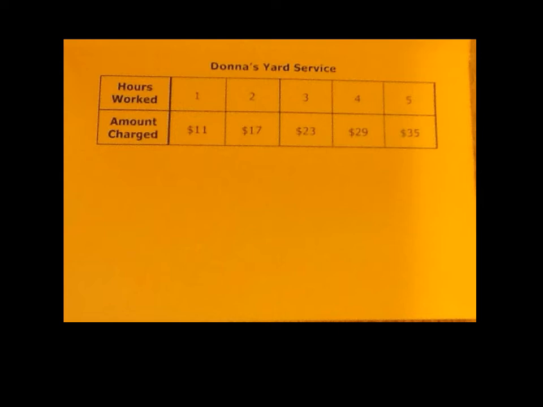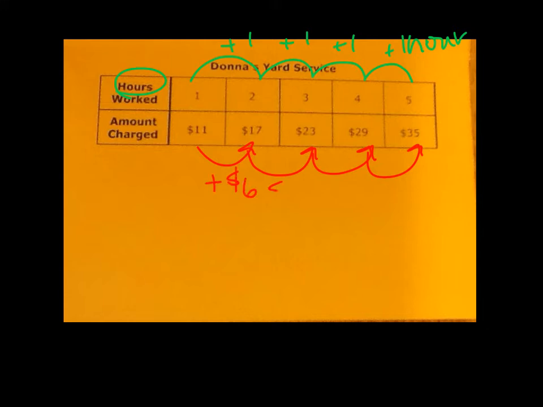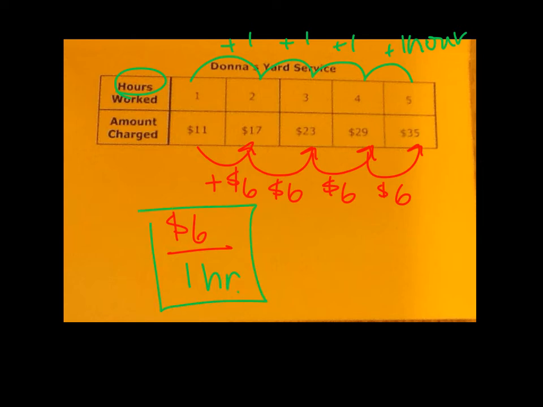Donna, how much are we increasing every time? If I look at the top, there's a reason why I'm only looking at the bottom right now. If I look at the top, we're increasing by 1 each time. What does that 1 mean? 1 hour. So we're increasing by 1 hour each time. And how much are we increasing by with 1 hour each time? $6. $6 is happening every single time we increase by an hour. So the slope in this situation is $6 per 1 hour. So Donna's yard service charges $6 per 1 hour.